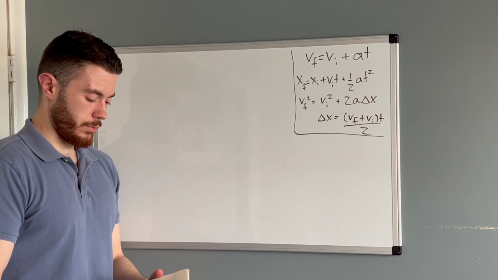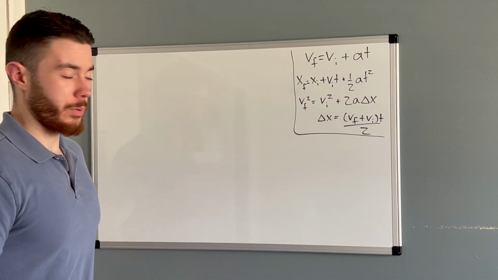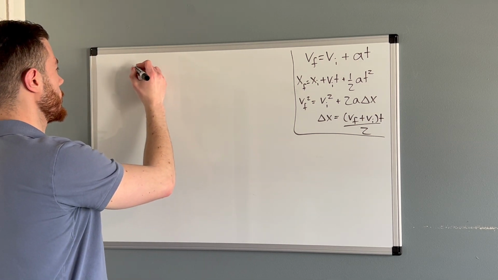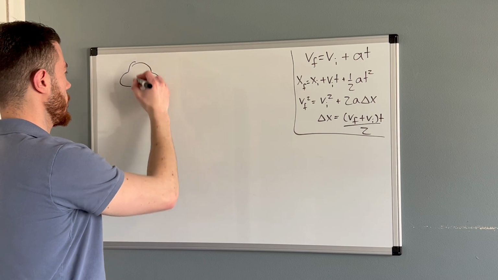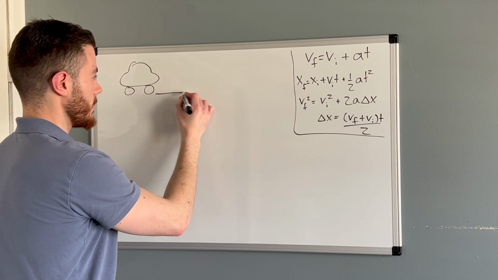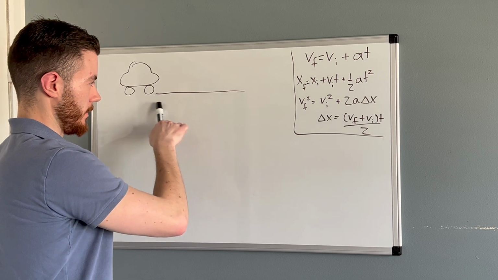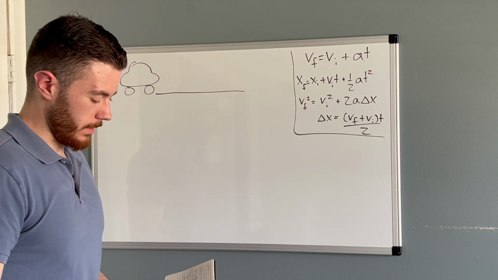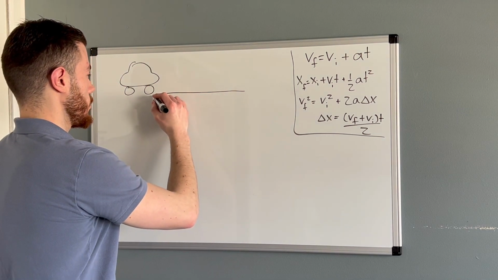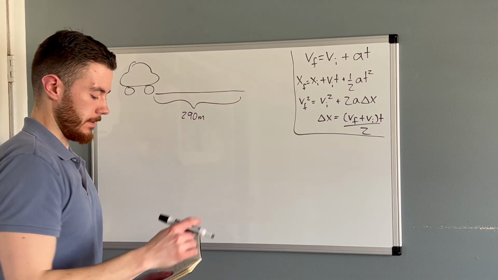The problem that we have today is going to be a car. Here's our car, and it skids to a stop at some point. Let's say this is the length of the skid marks that it makes. It skids to a stop, and the skid marks are 290 meters in length.